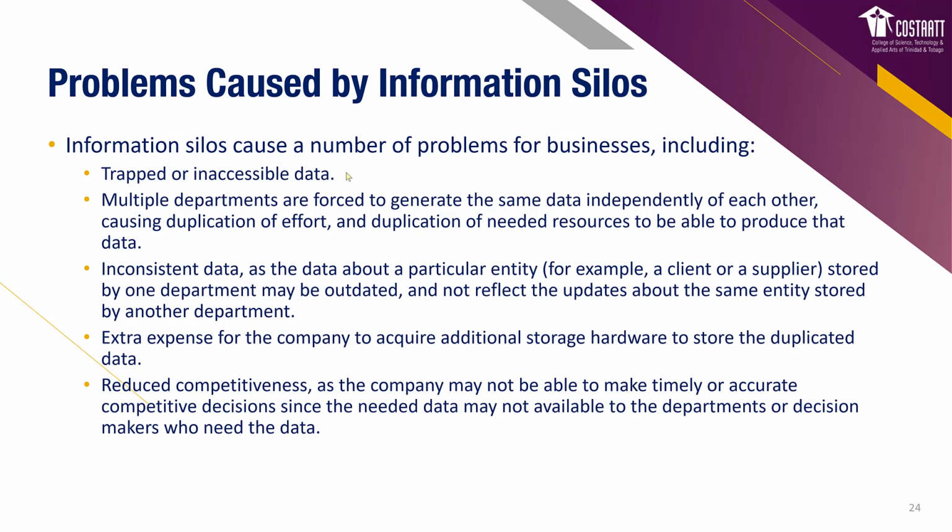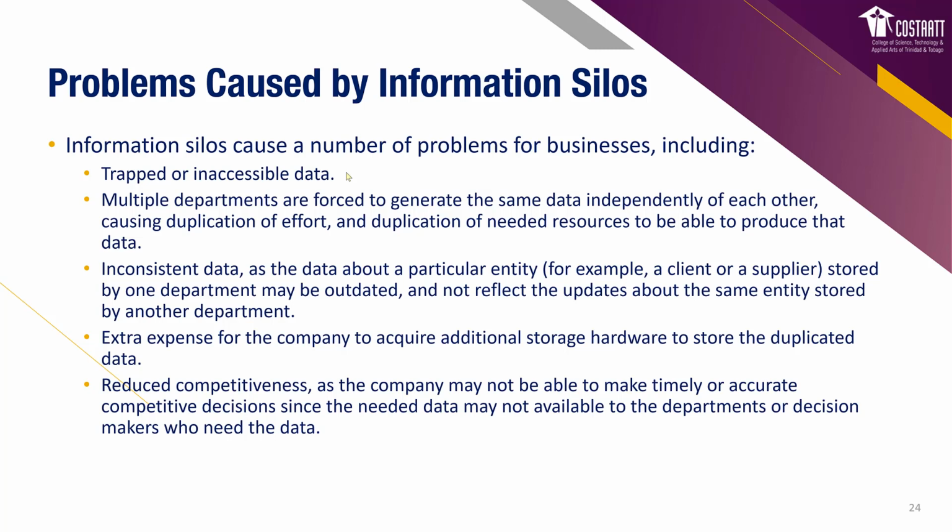So they both end up producing it, and they may produce it with completely different resources. The duplication of resources may not be the same identical resources. They may have different resources based upon the nature of their departments. But either way, it's costing the company more money to produce this data a second time. Here's another problem: inconsistent data.